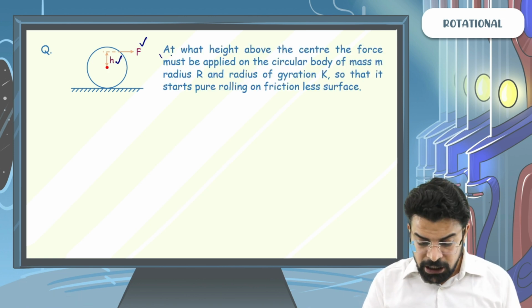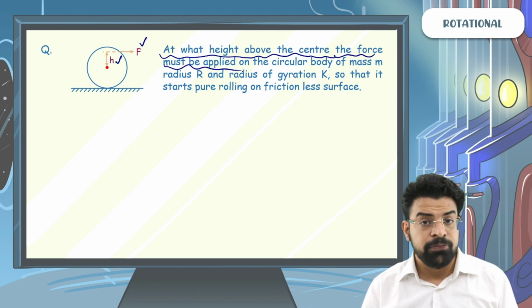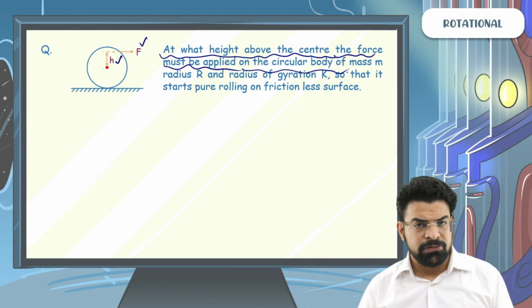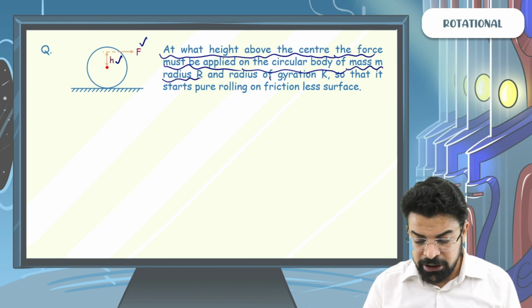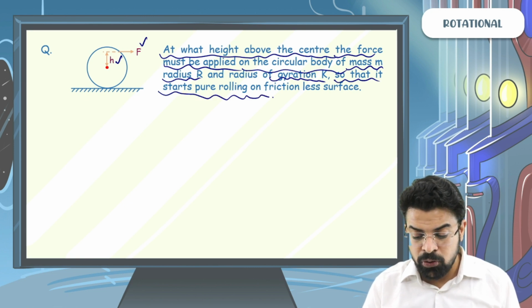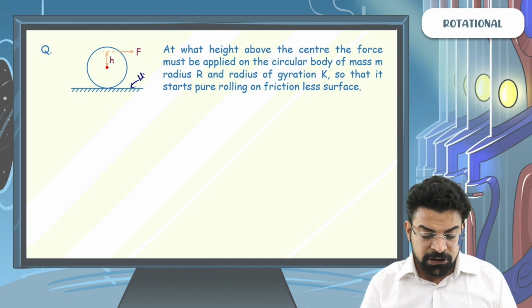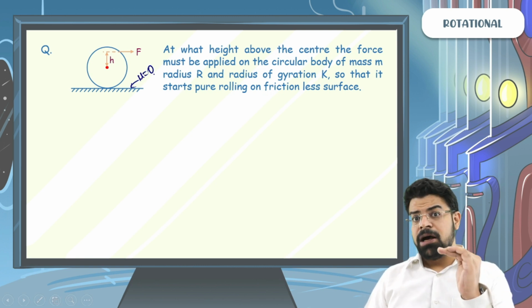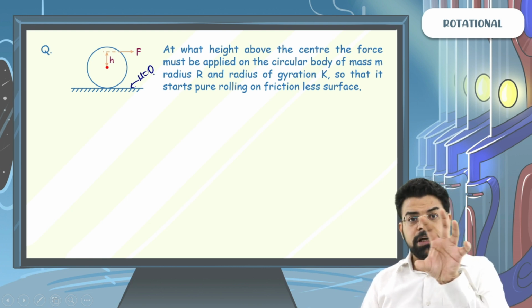The question is, at what height above the center must the force be applied on the circular body, which can be a ring, disc, anything, of mass m, radius r and radius of gyration k, so that it starts pure rolling on a frictionless surface? So here we have a frictionless surface. At what height above the center of mass should we apply a force so that this body starts pure rolling?